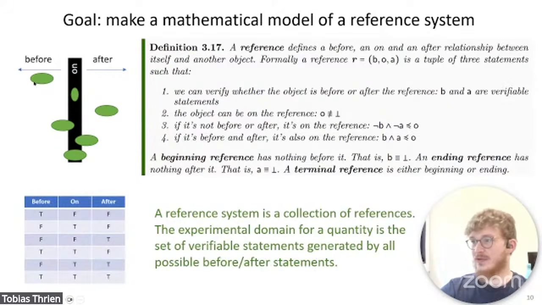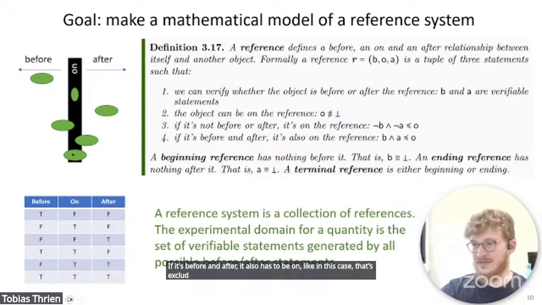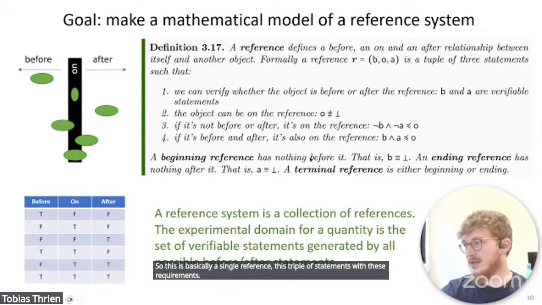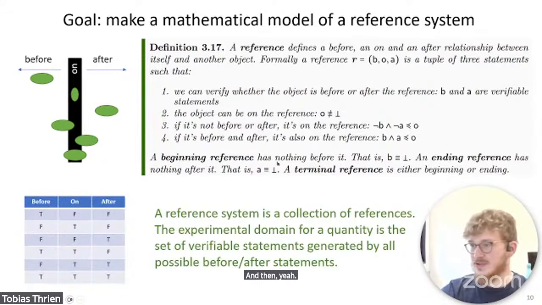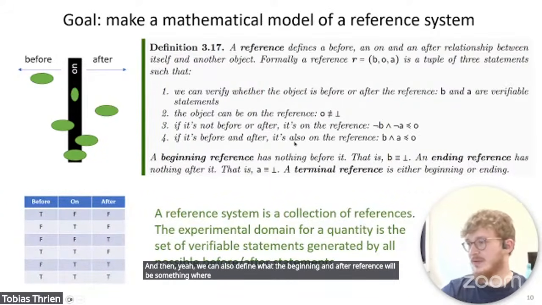If it's not before or after, then it has to be on. That's what this means. If it's before and after, it also has to be on, like in this case. That's excluding the case that it is not on, but before and after. So this is basically a single reference, this triple of statements with these requirements. And then we can also define what a beginning and an end reference would be, something where you cannot be before it or you cannot be after it.